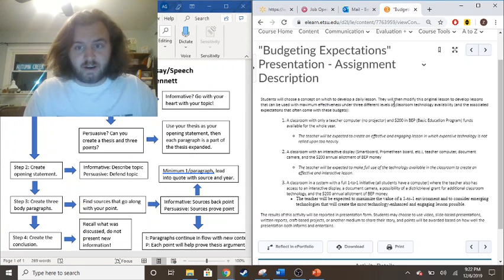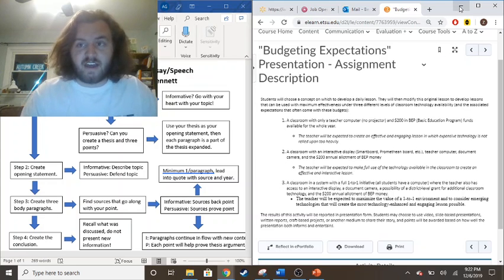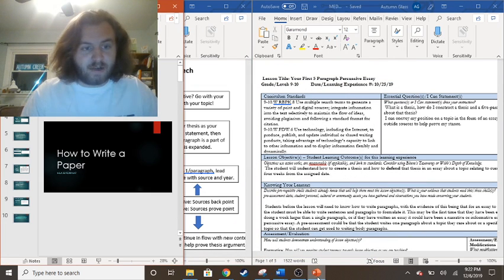So, looking at our budget exercise, we're going through the three different groups. We're going to do the first one, a classroom with only a teacher computer, no projector, and $200 in basic education program funds available for the whole year. This is kind of a harder one, obviously, because with little means, you don't have a bunch of availability to do stuff. I'm going to assume that the classroom has a whiteboard, which would be great to write through some of the things that I had in my PowerPoint.